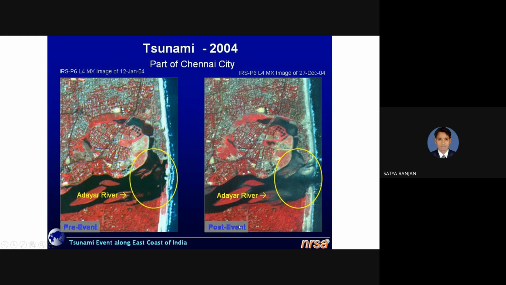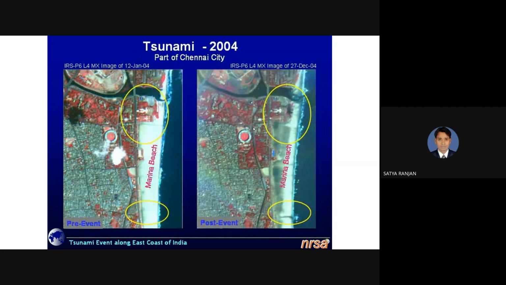So this type of monitoring is going on for different cities in flood events, cyclone events and tsunamis. Tsunami is not happening frequently, but most of the cyclones in the coastal zone of the east coast and flood events in the cities are monitored using different satellite images. This is also one part of Marina Beach before the event and then after the event.